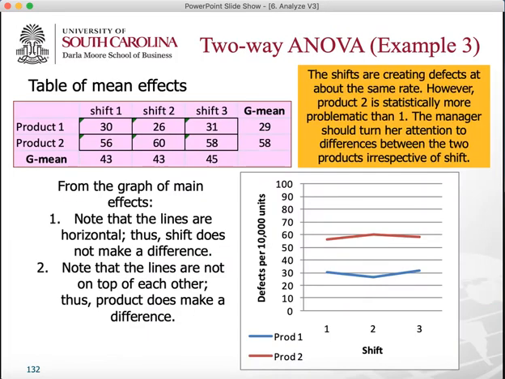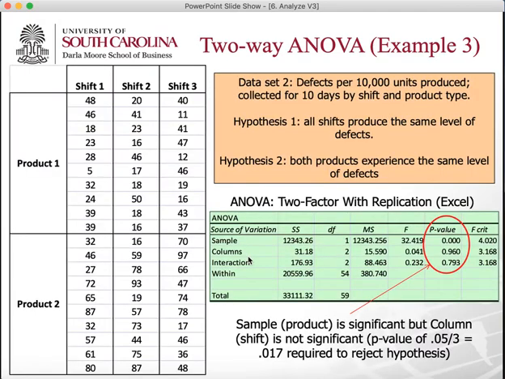Okay, so this is our example number three when we have a significant difference of product, or a significant difference of sample. Let's see how that audio came through.